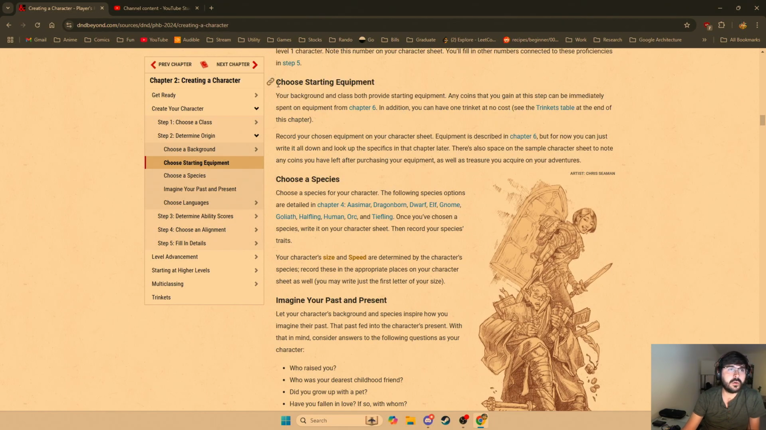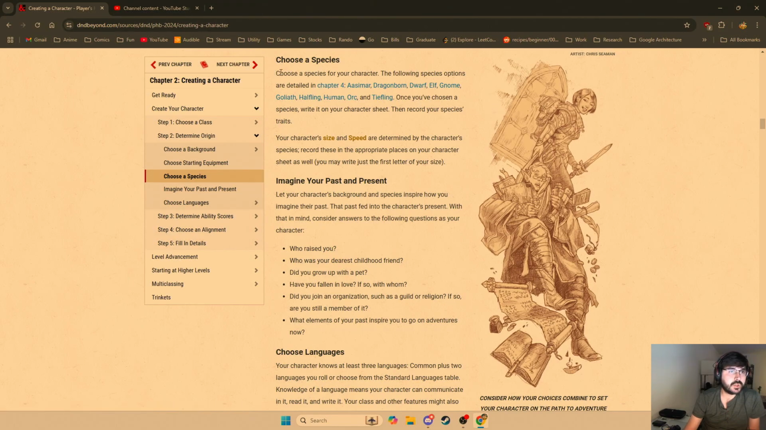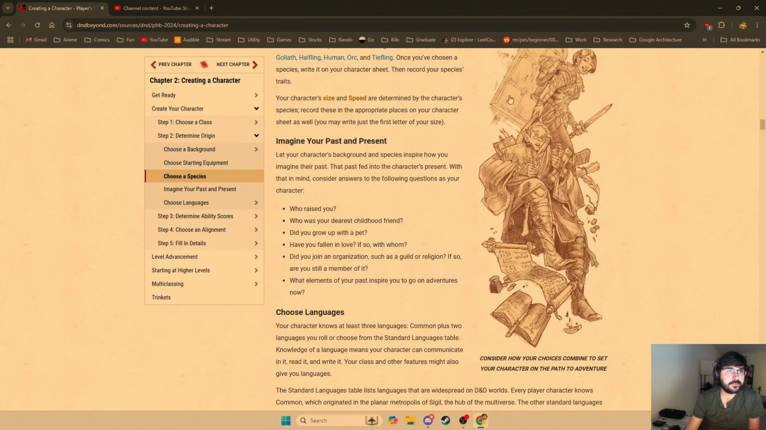Also, sometimes when you're doing a specific class, they will give you packs or they will give you a gold amount to buy what equipment you want. That is determined by your DM, which way they would prefer. Choosing species. Choosing a species for your character. The following species options are detailed in Chapter 4: Aasimar, Dragonborn, Dwarf, Elf, Gnome, Goliath, Halfling, Human, Orc, and Tiefling. Once you've chosen a species, write it on your character sheet. They determine your size and speed.